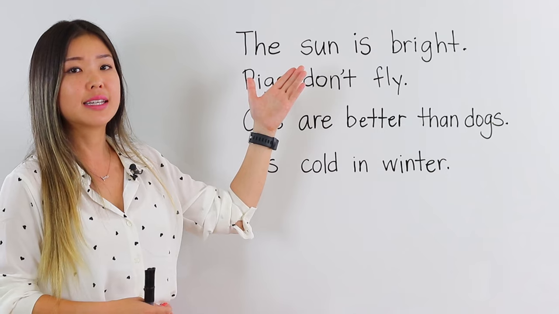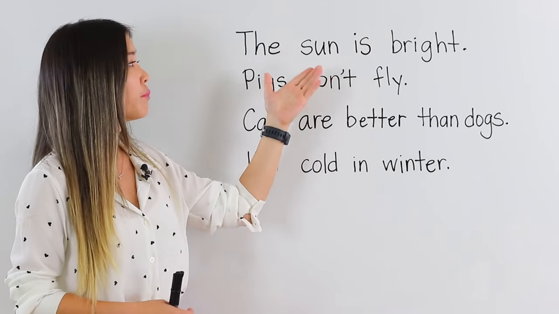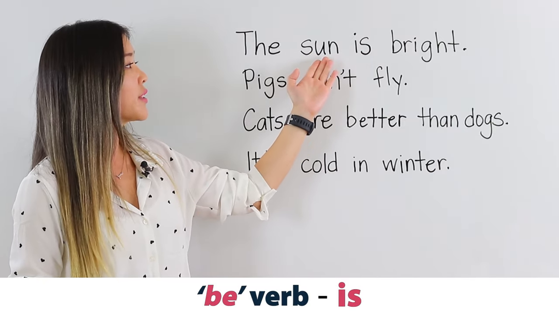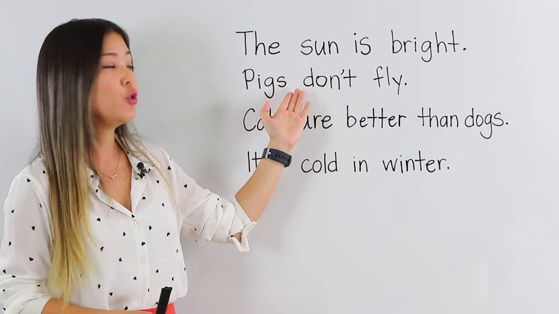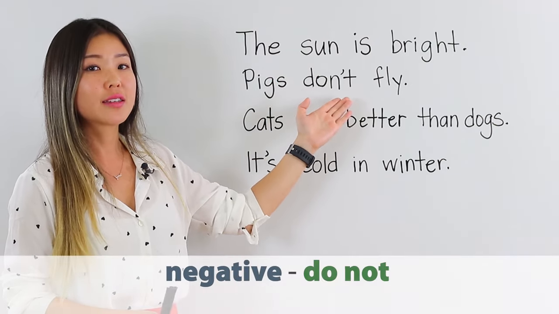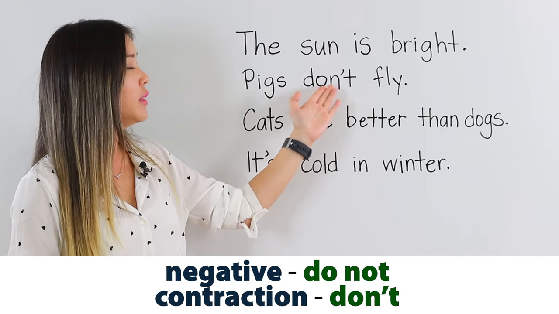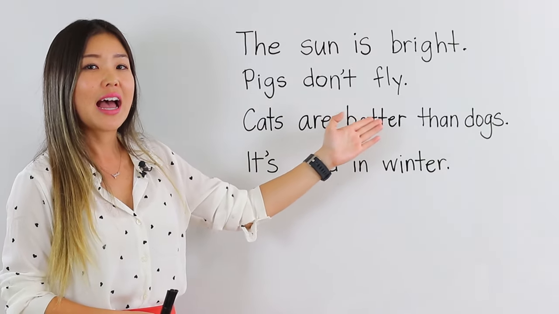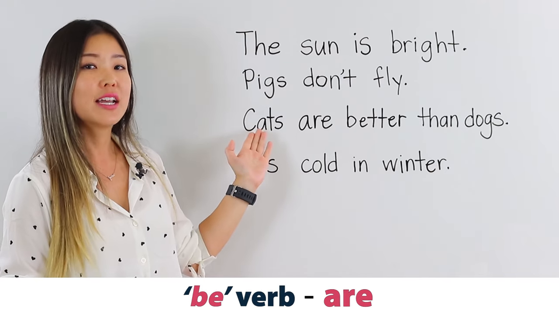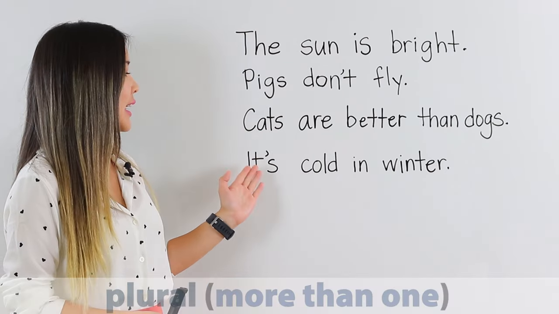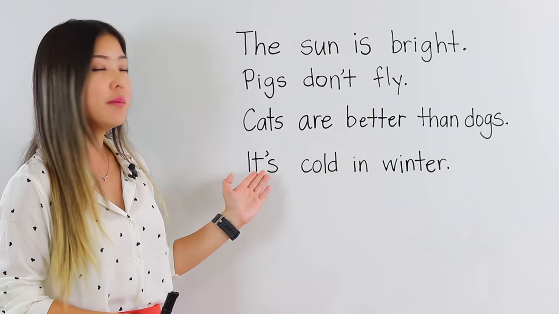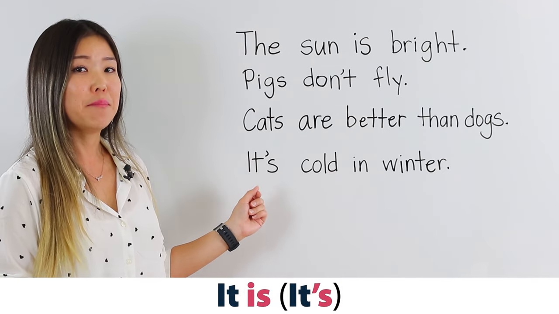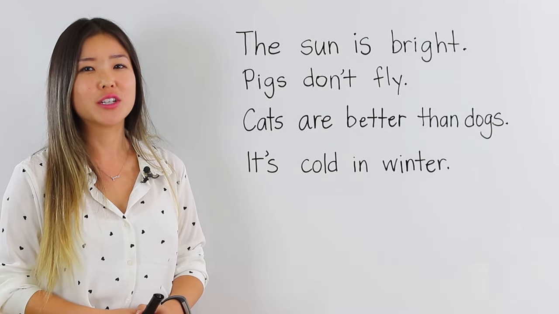Now, let's look back and see what verb I used in the present simple tense. For the first sentence, we have is. I use the be verb is to talk about the sun. In the next sentence, I use the negative of do, do not. And you'll notice I use the contraction and put these two words together to make it don't. Cats are better than dogs. I use the be verb are to talk about cats because cats is plural. And finally, it's cold in winter. Here, I use the be verb is again, but I use the contraction to combine it and is and made it's. Let's move on to the next usage.